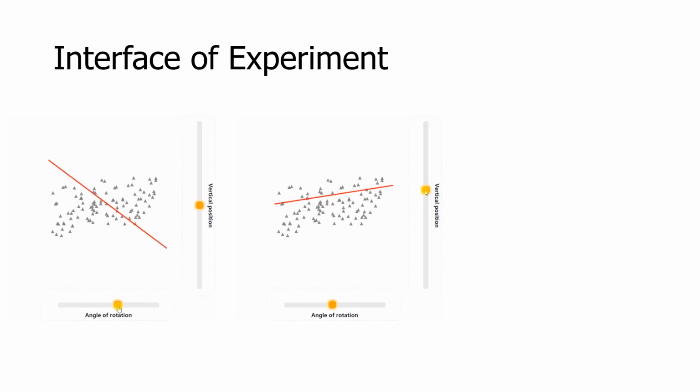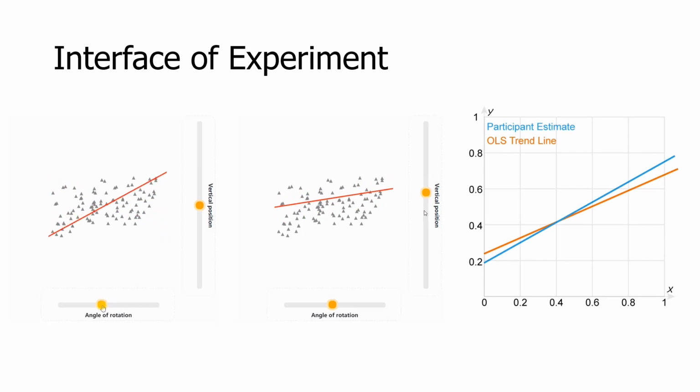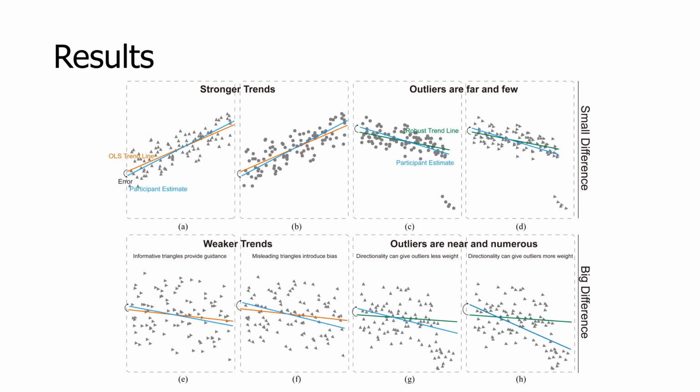We asked users to adjust the orientation of the trend line and the y-intercept with 2 independent sliders. And for each trial, we measured the errors in degrees with respect to the orientation, and in value with respect to the y-intercept. This is the result for the impact of mark orientation on trend estimation in the first 2 experiments.